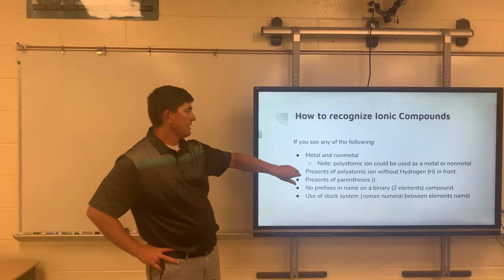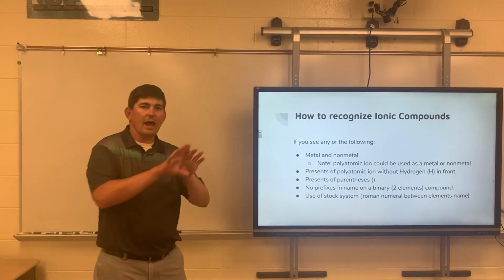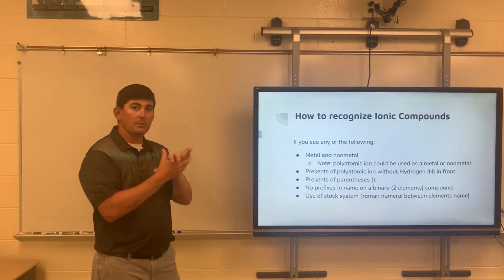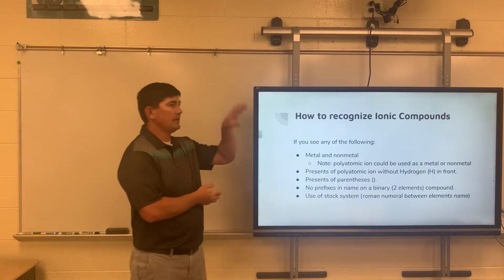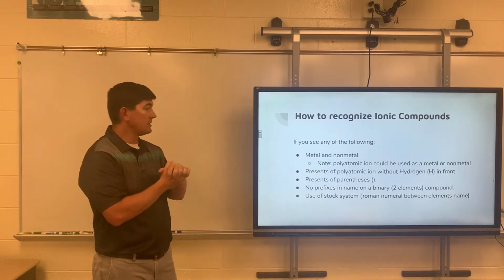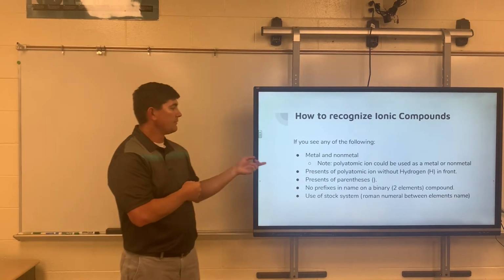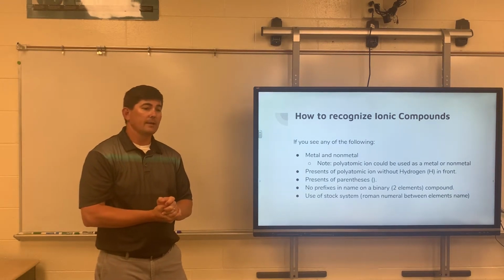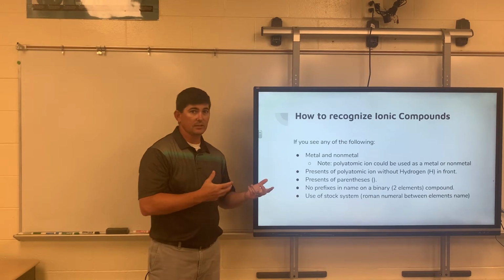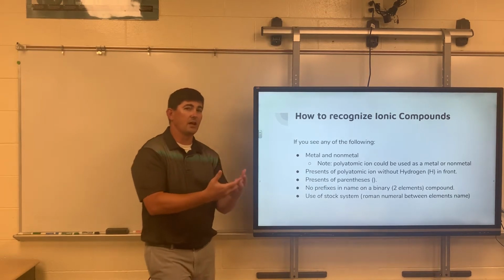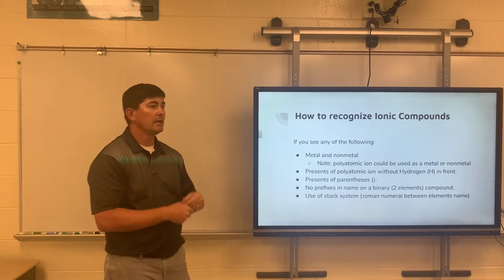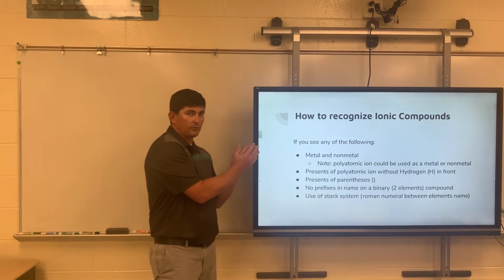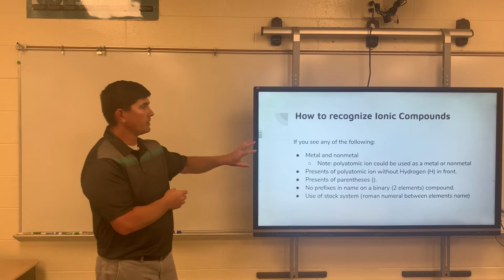If I see a polyatomic and there's not a hydrogen in front of the polyatomic, in other words, you have a metal and a polyatomic, it's not hydrogen and then some polyatomic, then it's definitely an ionic compound. If you see parentheses, the only types of compounds where we're going to be looking at that is ionic compounds. Molecular compounds won't have them. Acids won't have them either. So if you see parentheses, then that means that for us right now we're dealing with ionic compounds.